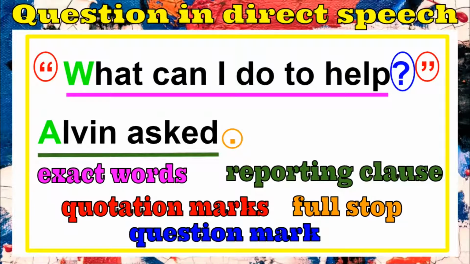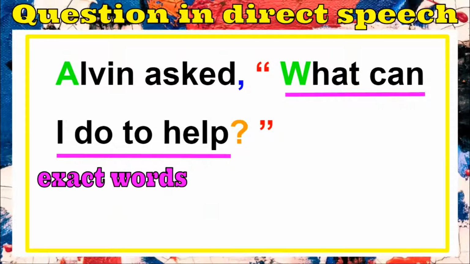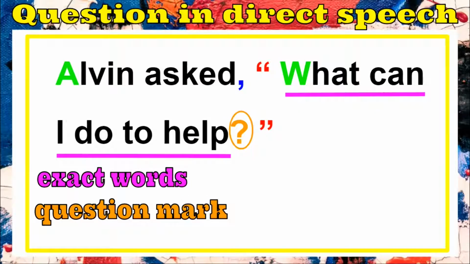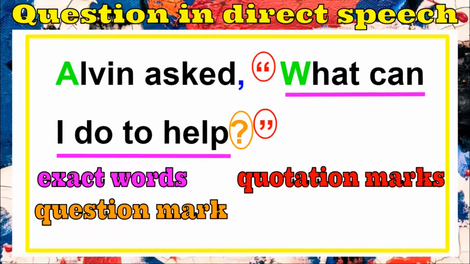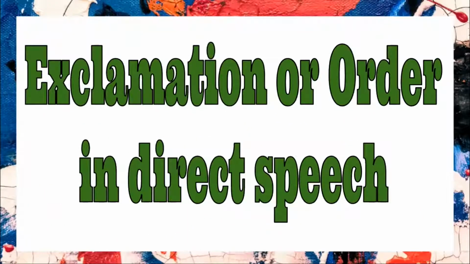This direct speech can be written in another way. Alvin asked, "What can I do to help?" The exact words of the speaker are, "What can I do to help?" It begins with a capital letter and it ends with a question mark. It is a question. The exact words are enclosed in quotation marks. Our reporting clause is Alvin asked. It begins with a capital letter because Alvin is a proper noun. It ends with a comma. Our reporting clause is written at the beginning of our direct speech. Let's look at another set of examples.